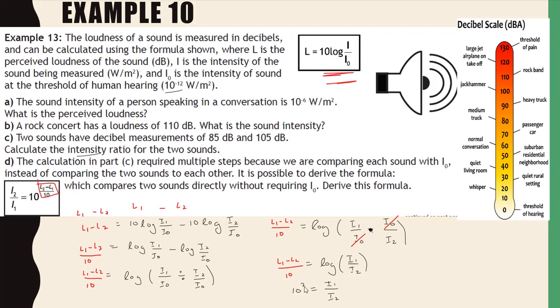The only difference is, instead of this being 10 squared, we have 10 to the power of. So that 2 is this right here. This is our new exponent, because it's 10 to the power of this. So we get 10 to the power of L1 minus L2 over 10. Now, I know that the 1 and the 2 are switched, but if I switch these two they would also change places as well.